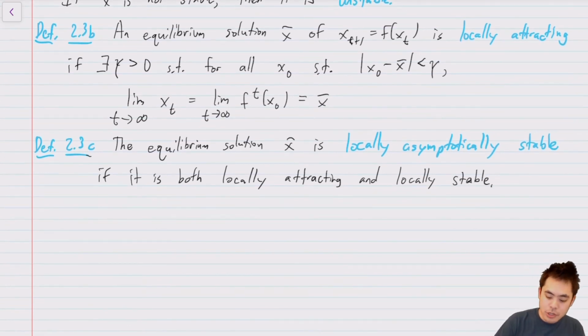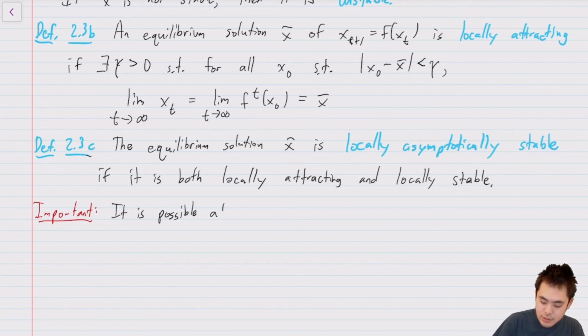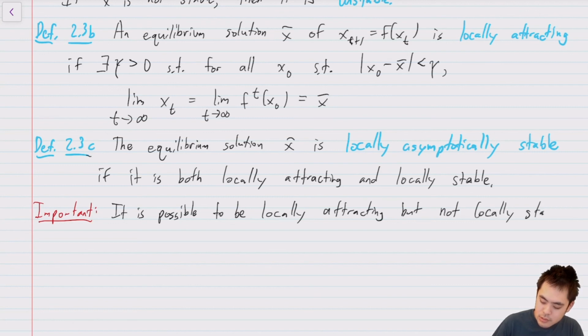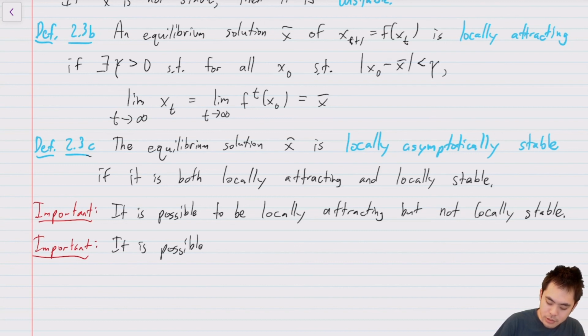And it's very important to note, and we'll come back to this again in the next lecture, that it is possible to be locally attracting but not locally stable, and vice versa. And also important, it is possible to be locally stable but not locally attracting.